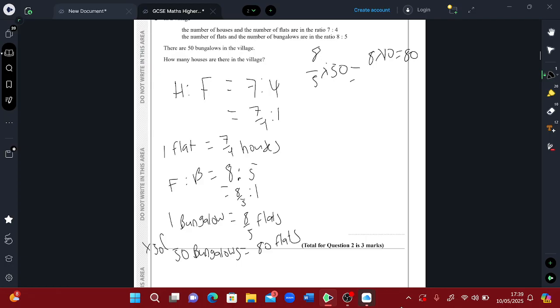But in general, especially with paper 1, try to look for simplifying stuff to make your calculations easier. Anyway, so that's that. So we now know there are 80 flats.